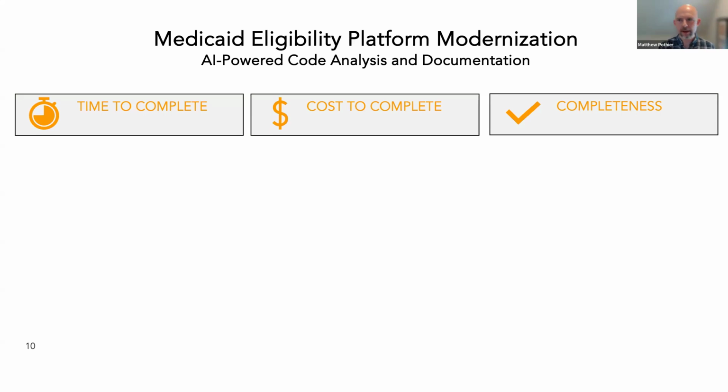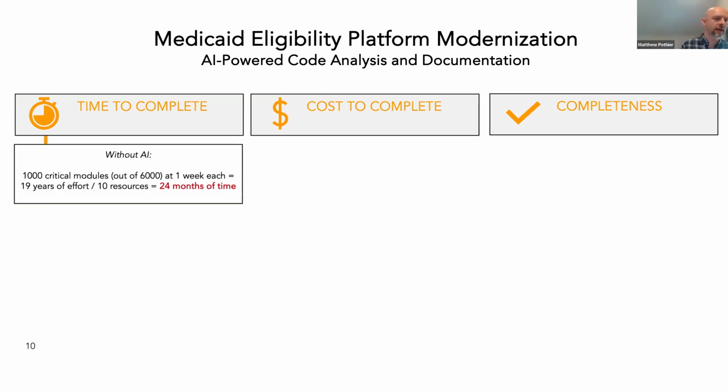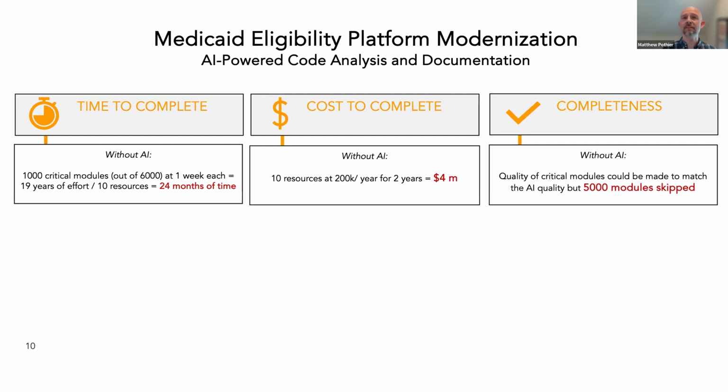Now, the client did an analysis of how long it would take to do this, how much it would cost, and how much could realistically get done with Presidio and AI. And what they found is that just tackling 1,000 of the 6,000, so 1/6 of the modules, would take about 24 months and about $4 million in cost. And like I mentioned, it would only tackle about 1/6 of the modules, leaving about 5,000 behind.